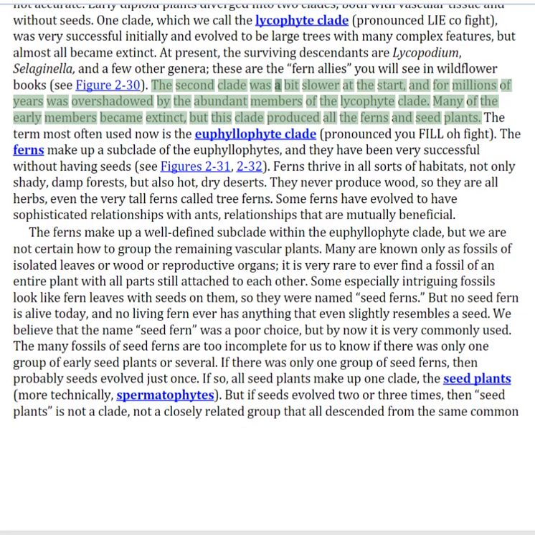The second clade was a bit slower at the start, and for millions of years was overshadowed by the abundant members of the Lycophyte Clade. Many of the early members became extinct, but this clade produced all the ferns and seed plants.